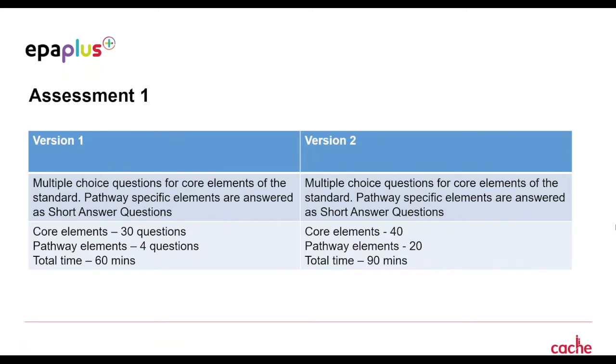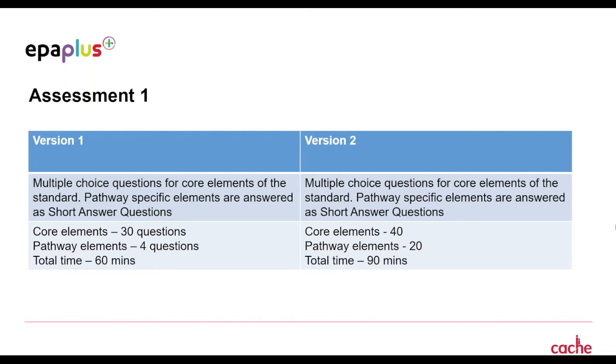So if we jump straight ahead to assessment 1, in the old version, as I mentioned before, there were pathway elements that were examined within the short answer questionnaires. In version 1, it was a total time of 60 minutes. The core element was 30 multiple choice questions, and the pathway element was 4 short answer questions. Now, in version 2, it's just multiple choice questions again.